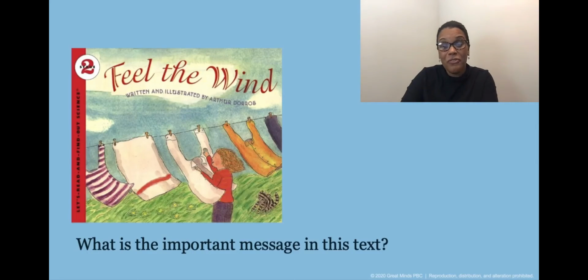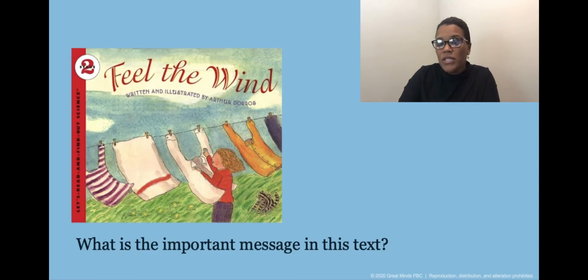In previous work, you identified the main idea and key details in the text, and you used various sources to do research. Today, we'll continue with research, and we'll also be thinking about the important message as well as choosing details for your informative paragraph. The question that will frame our learning for today is, what is the important message in this text?